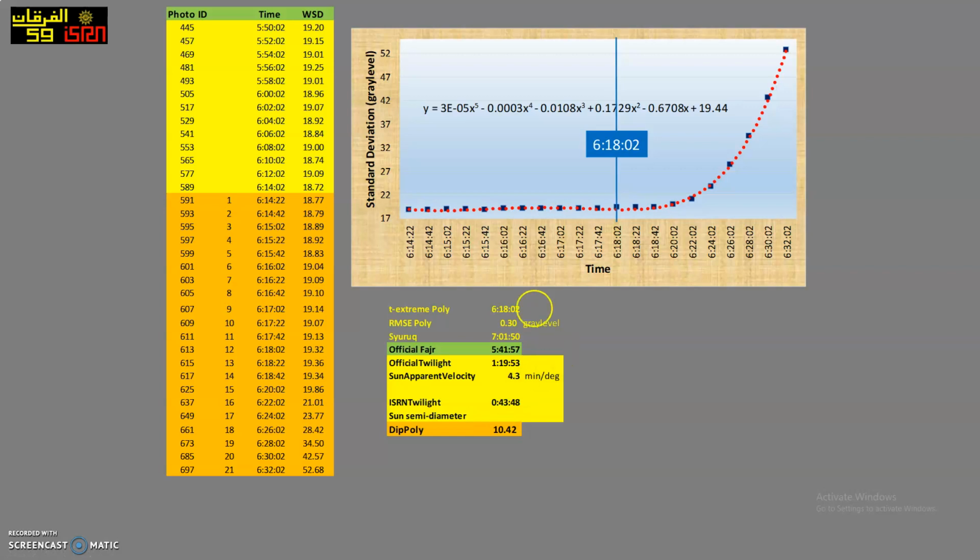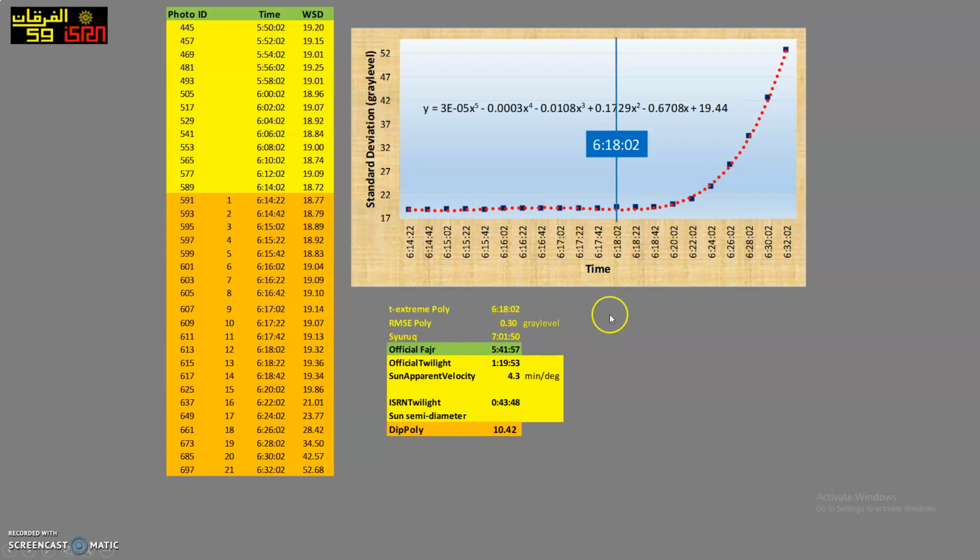Therefore, the real fajr occurred some 36 minutes later than the official call for prayer recited at 5 hours, 41 minutes, and 57 seconds. As such, the real twilight was only about 44 minutes, not 1 hour 20 minutes like officially estimated. It is because the sunrise remains the same at 7 hours, 1 minute, and 50 seconds.